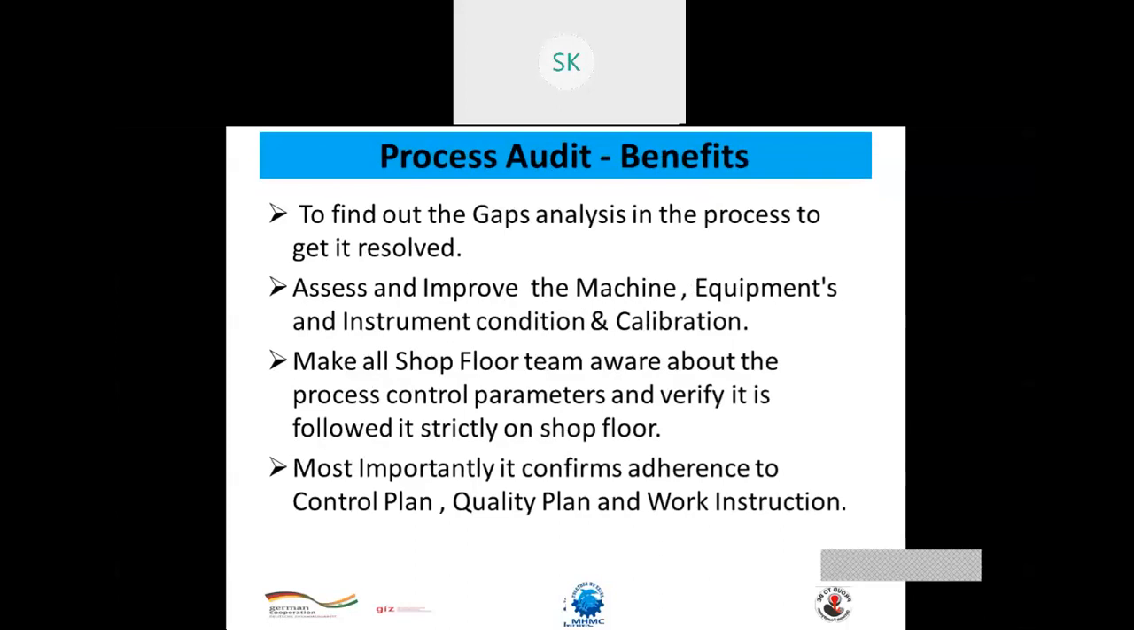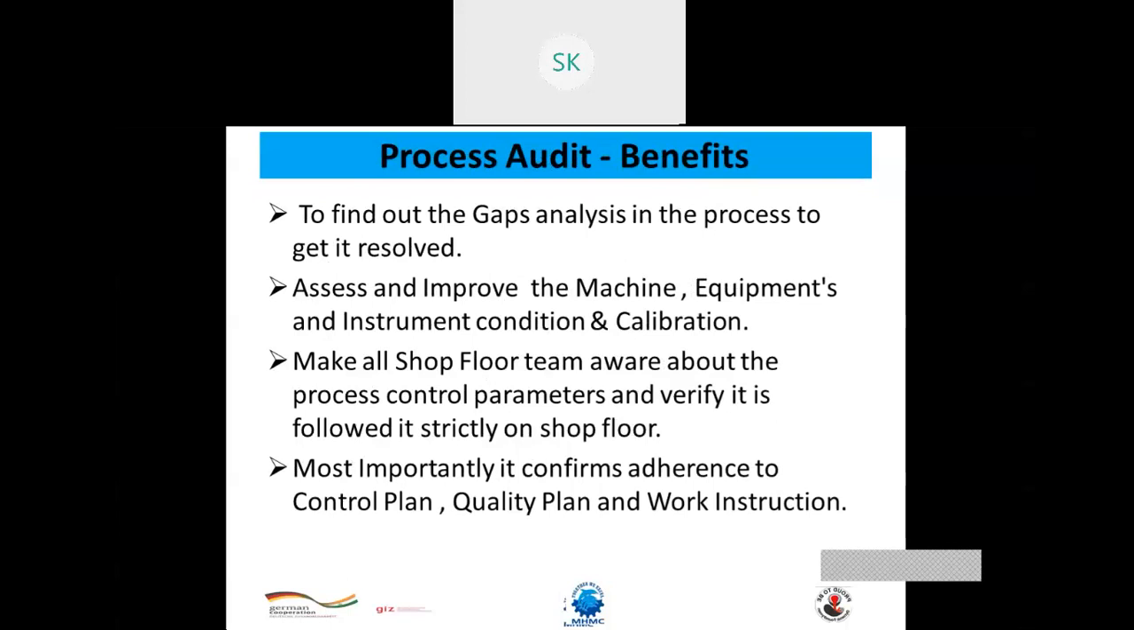So the benefits of process audit: to find out the gaps in the process and get them resolved; to assess and improve the condition and calibration of machines, equipment and instruments; to make the whole shop floor team aware of the process control parameters and verify they are being followed strictly on the shop floor. Most importantly, it confirms adherence to the control plan, quality plan and work instructions, so that we can understand whether the process we have designed is being followed properly and giving us good results. So these are basically the benefits of process audit.